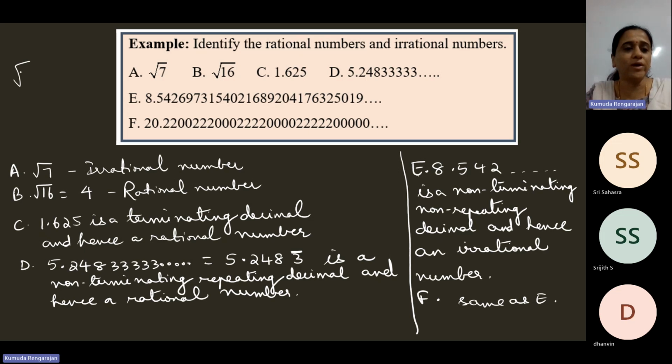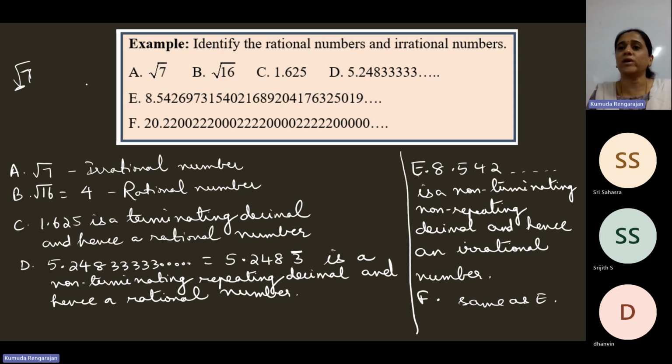Square root of 7. See this radical sign? The square root of 7 is a non-terminating, non-repeating decimal. We have learned in the chapter squares and square roots how to find. Are you listening to me, Avanish?